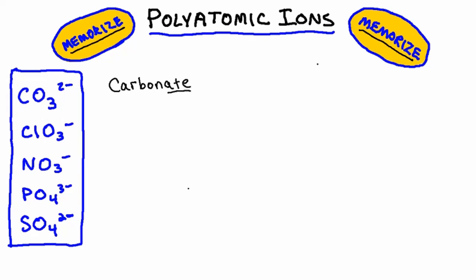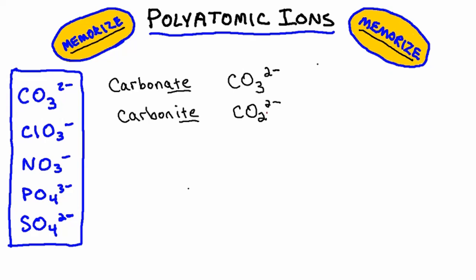Carbonate. Carbonate is CO3. It's got 3 oxygens and it has a -2 charge. Well, so we know that if we remove one of those oxygens, this is going to be called carbonite.